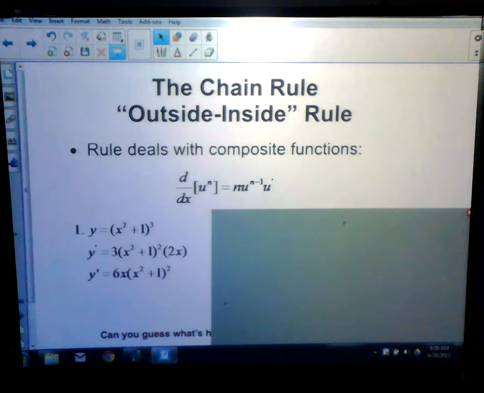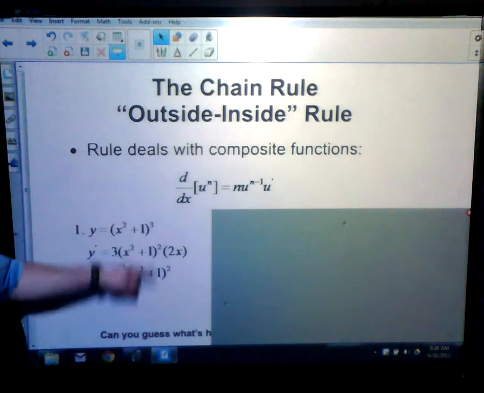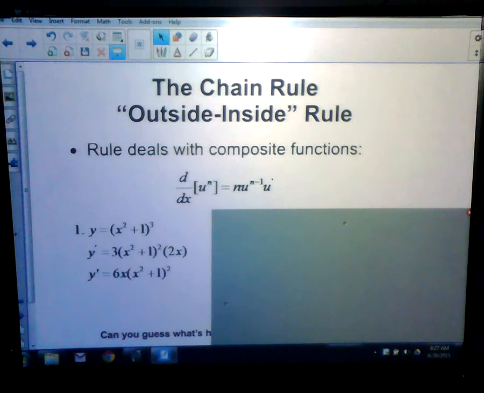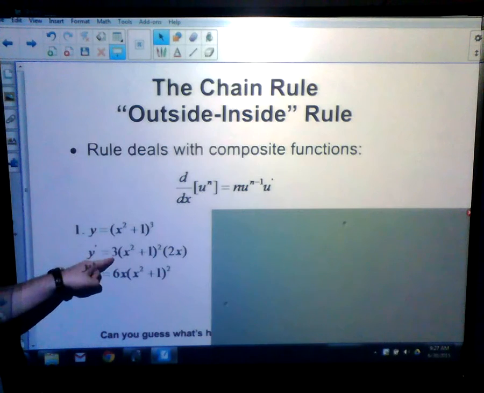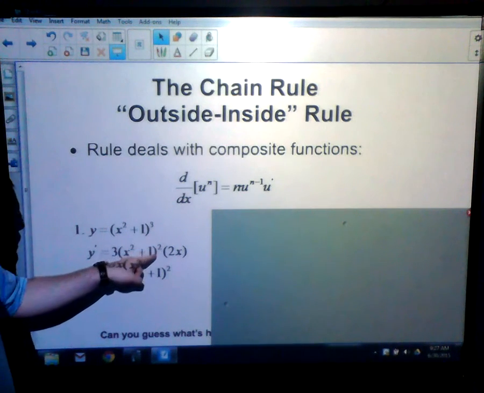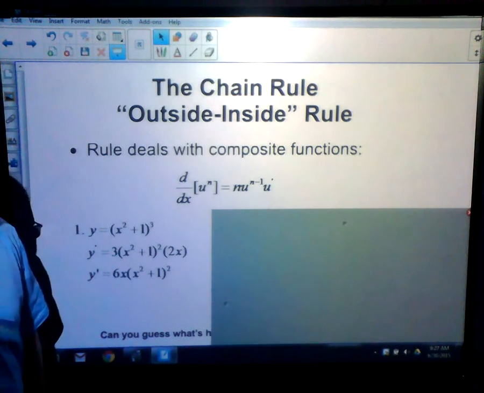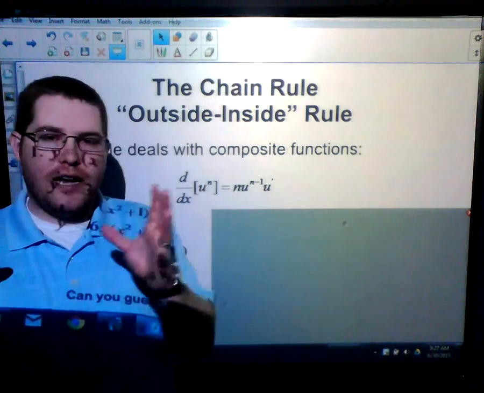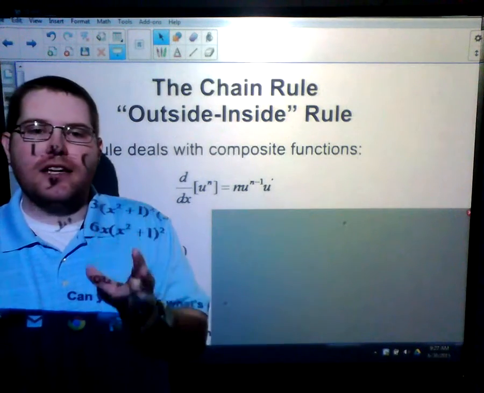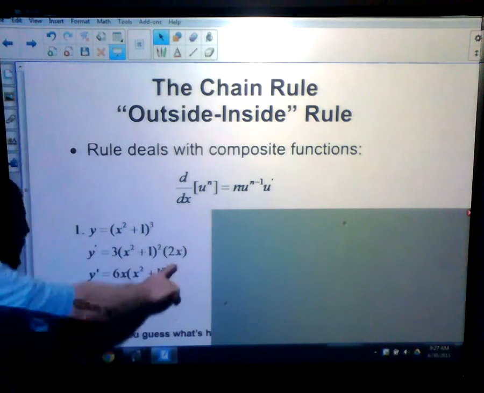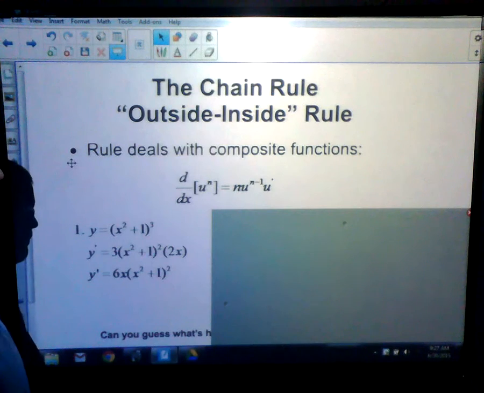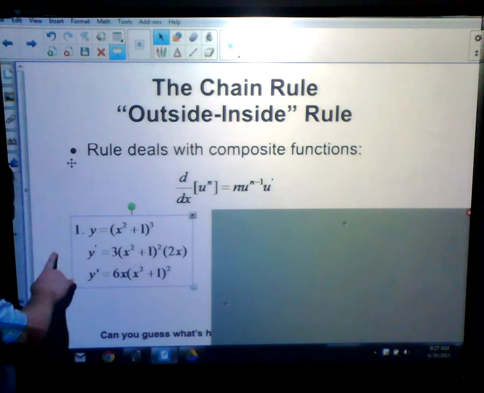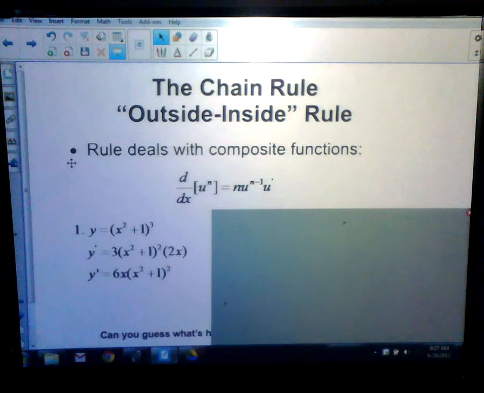Take a look at this example. X squared plus 1 cubed. Well, let's take care of the outside, the cubed part first. We pull the 3 in front, we make the 2 there, and we leave the inside be. This is really important. When you do the chain rule, you work outside first and leave the inside be. And then you take the derivative of the inside. The next step is just cleaning it up. 3 times 2x is 6x, and the inside is x squared plus 1 quantity squared.